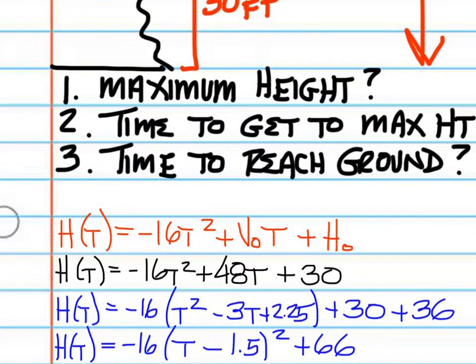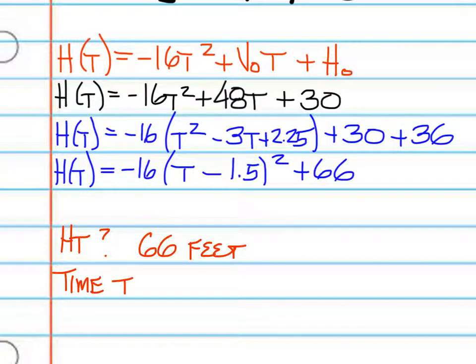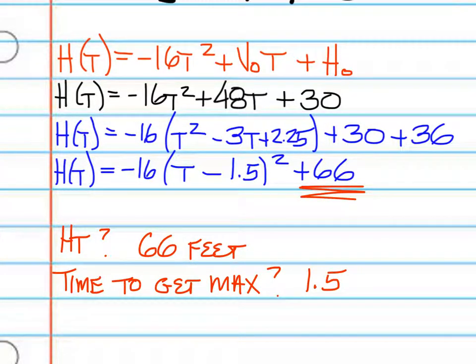Question number 1, what is the maximum height that the ball reaches? 66 feet. And then question 2, the time that it took to get to that maximum point. How many seconds did it take to get there? 1.5. 66 comes from here, 1.5 from there.